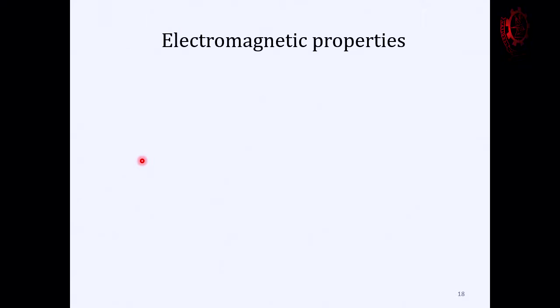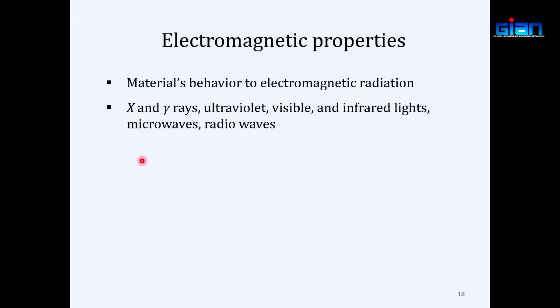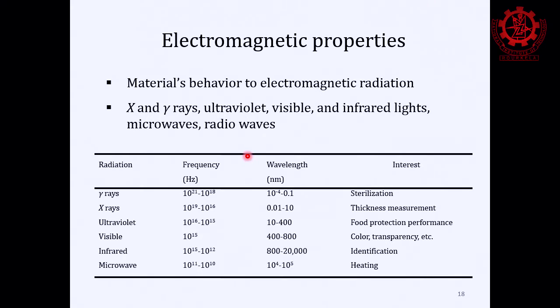Electromagnetic properties: the packaging material could go through electromagnetic fields of different frequencies and wavelengths. So you want to see that behavior under electromagnetic radiation, and many of you did give examples, could be X-ray, gamma rays, UV, visible, infrared, microwave, radio waves, and so on. And these are some of the applications. Gamma rays for sterilization, X-ray for thickness measurement, UV for food protection.